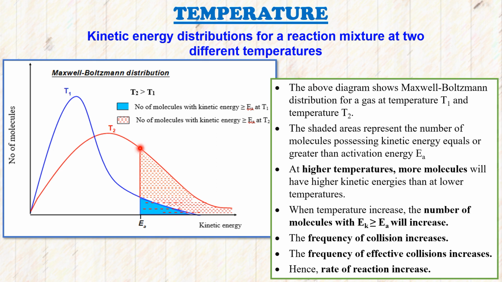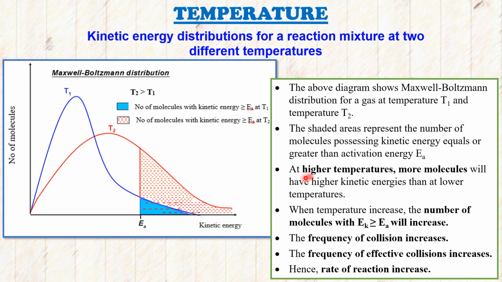And then the shaded area for T2, which represents the number of molecules that possess kinetic energy equal to or greater than the EA. So we can clearly see that at T2, the higher temperature, more molecules will have kinetic energy equal to or greater than EA when compared to the molecules at T1.